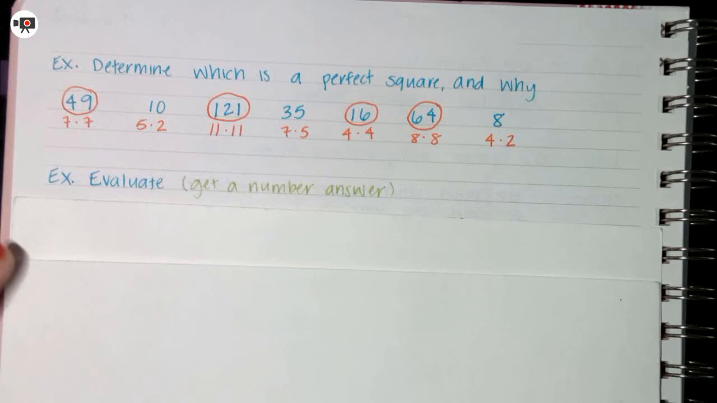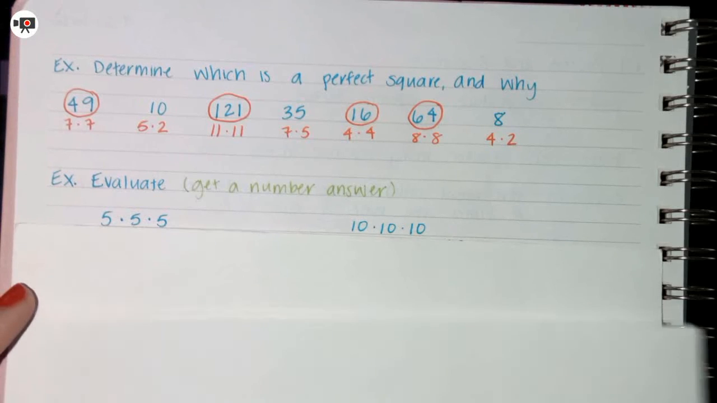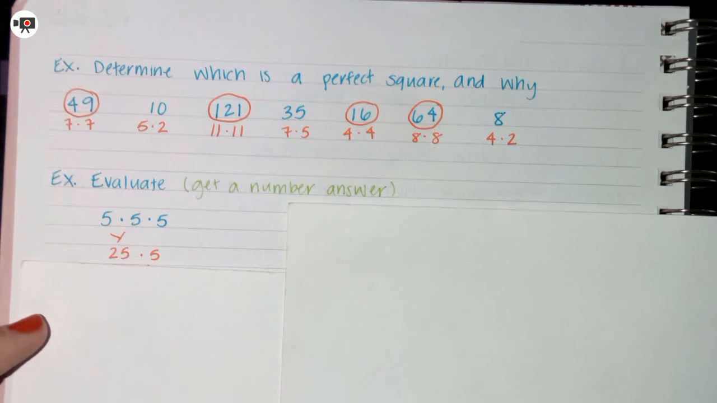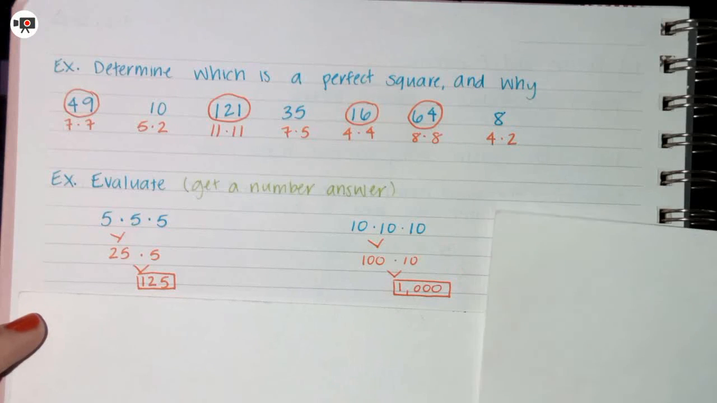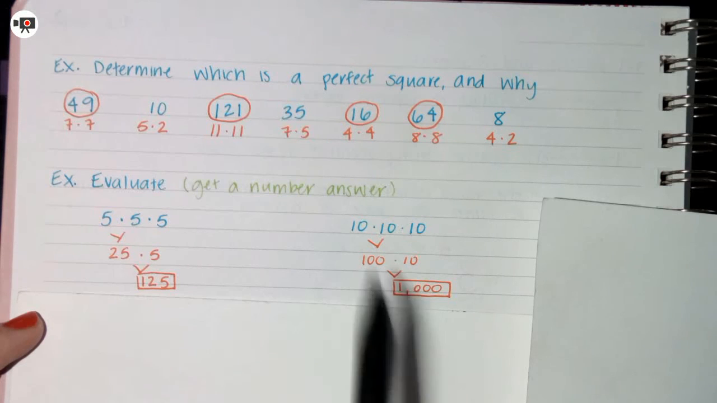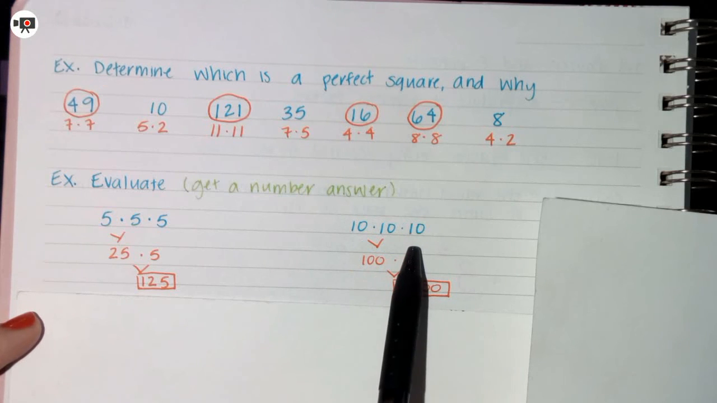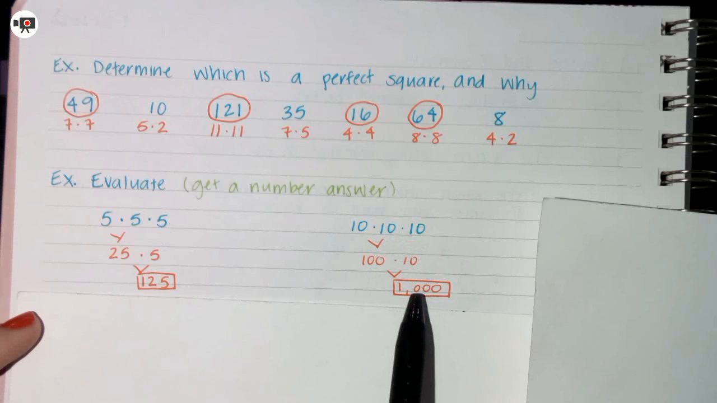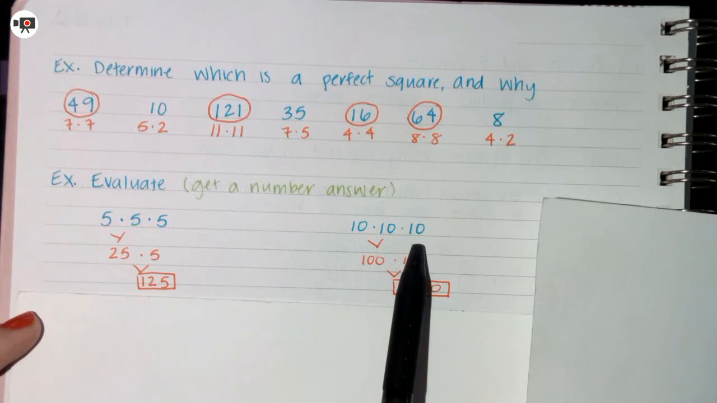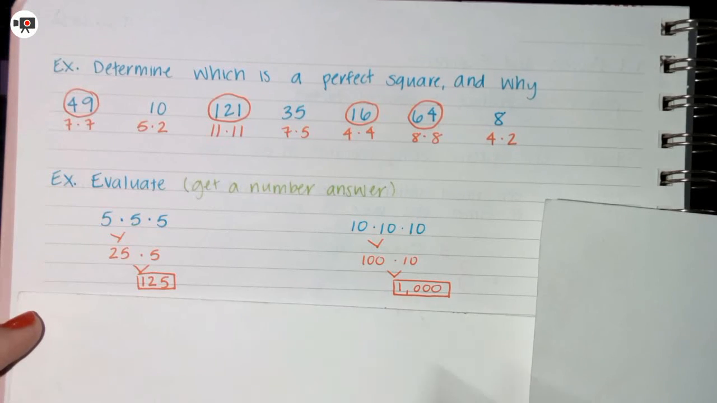So we're going to evaluate. That's another way to say get a number answer. 5 times 5 times 5. That is 25 times 5, which is 125. For 10 times 10 times 10, that is 100 times 10, which is 1,000. If we have 10s repeated, or powers of 10, however many times 10 is being repeated, that's how many zeros we put on the end of the 1.